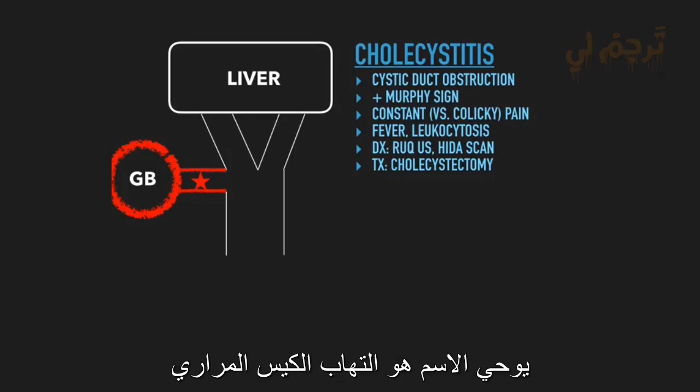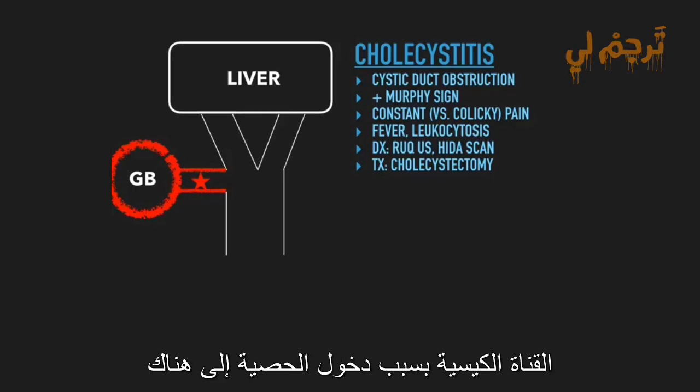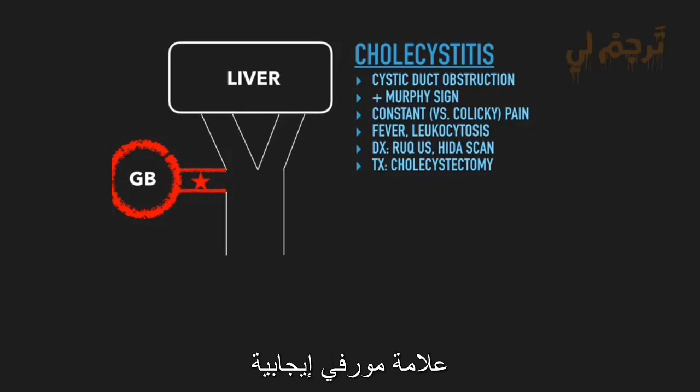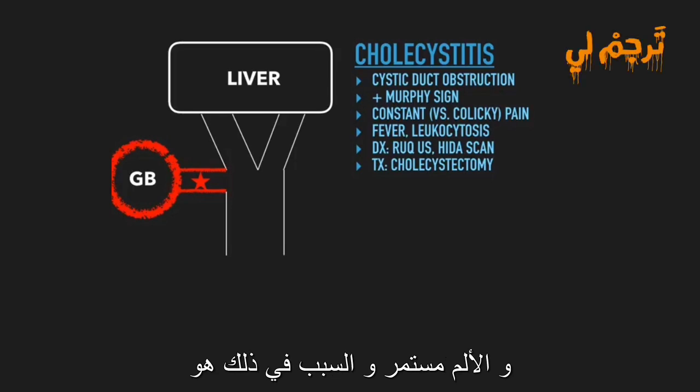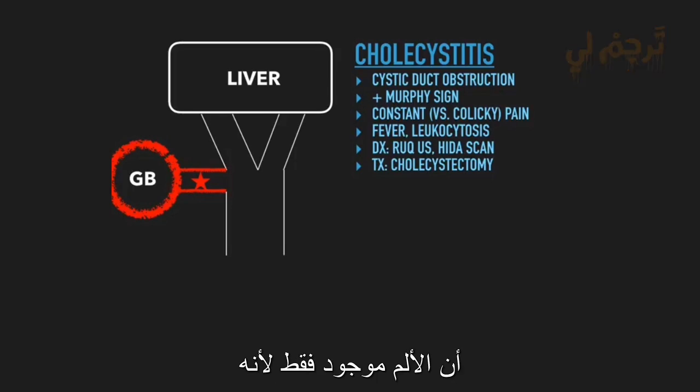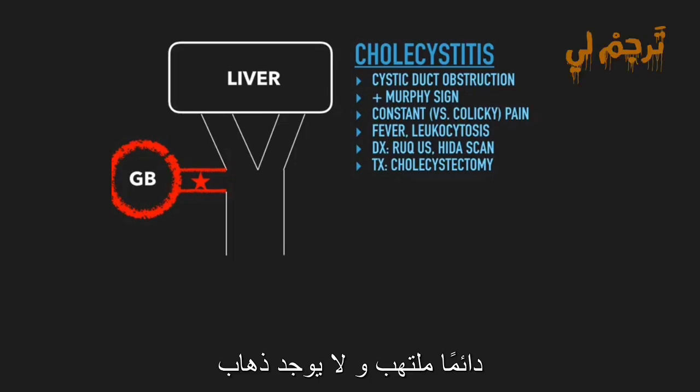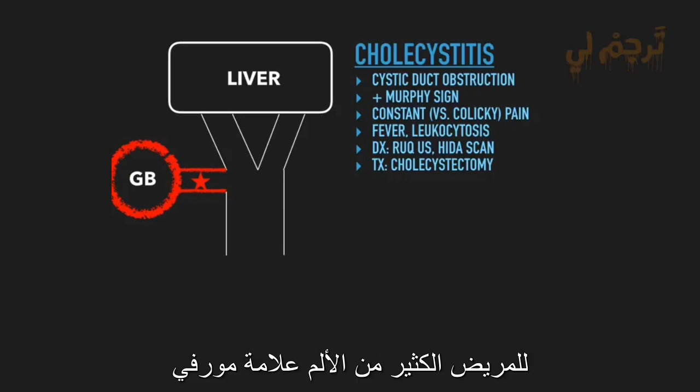just as the name implies, is an itis of the cholecyst. In other words, it's inflammation of the cystic duct due to a stone getting in there. There's a positive Murphy sign and constant pain. The reason for this is that the pain is just there because it's always inflamed. There's no coming and going. The gallbladder is contracting against a closed space and it's causing the patient lots of pain.